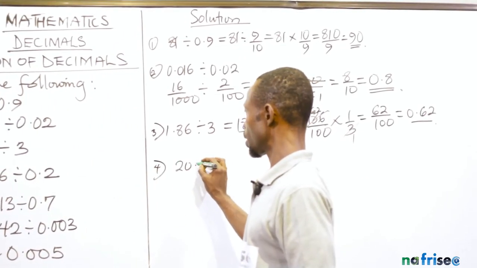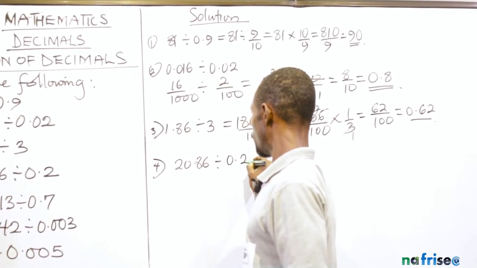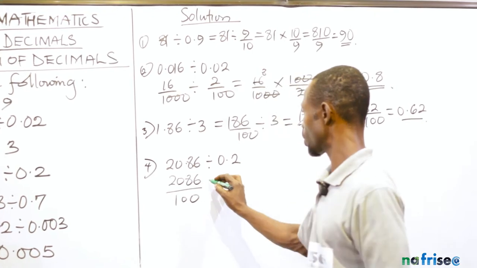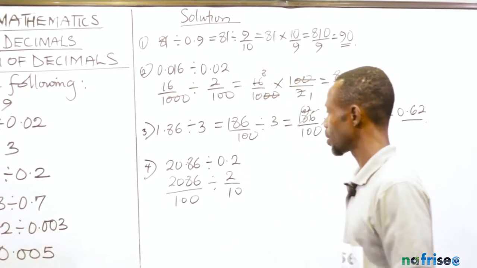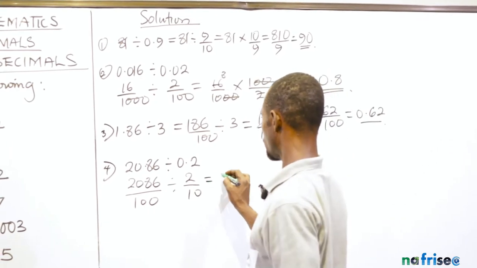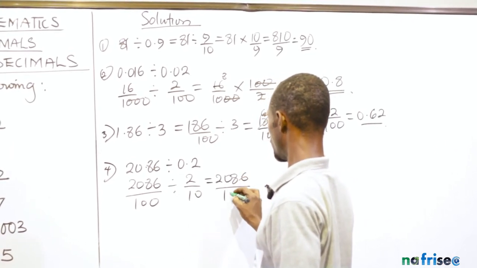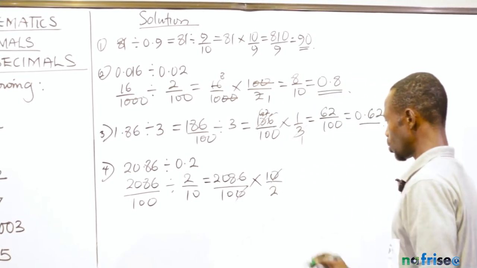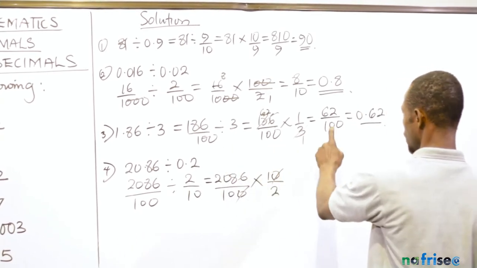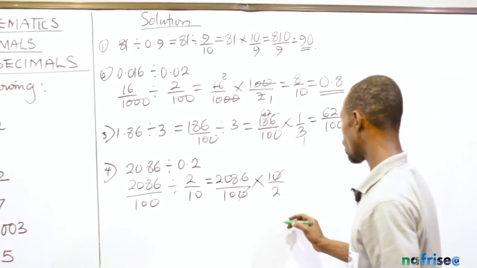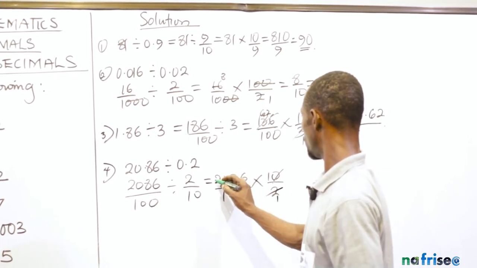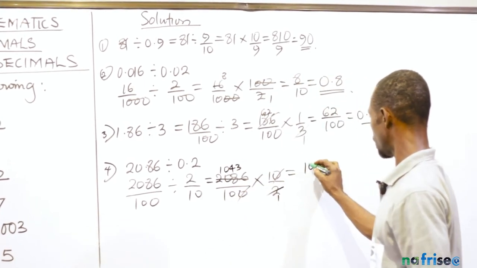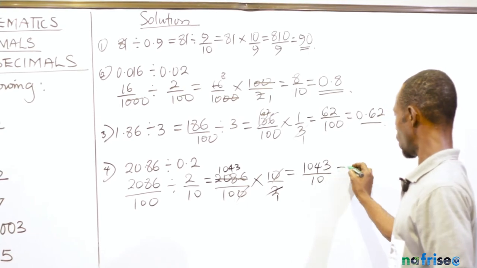Without wasting time, we'll follow the same as number 4. For number 4, we have 20.86 divided by 0.2. What do we do? Change it to fraction. 2086 all over 100, because of the 2 zeros, divided by 2 over 10, because of the 1 zero there. So this will equal 2086 all over 100 times 10 all over 2. This will cancel this one. Are we there? Don't use the 2 to multiply the 10. Leave the 10. You see what I've been doing since. Leaving the powers of 10 makes it easier for you to work with. Now 2 in here, 1. 2 in 2086 will give me 1043. So I'll have this as 1043 all over 10.